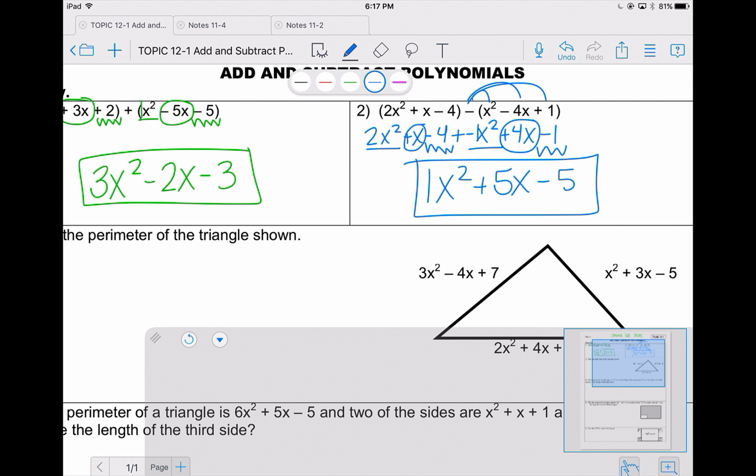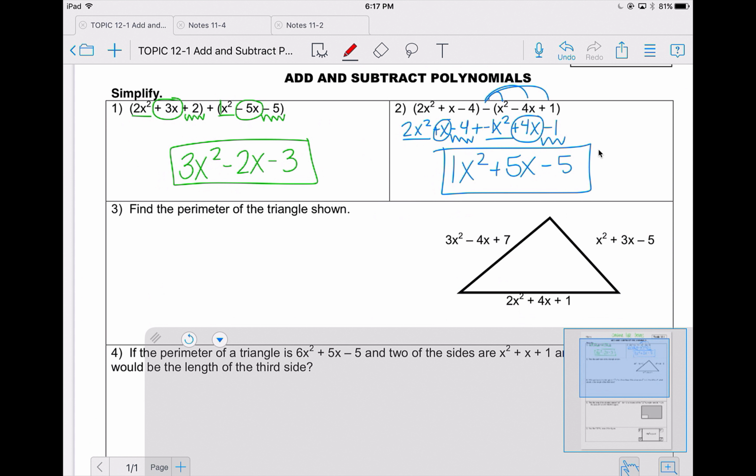So adding and subtracting, we're just combining like terms. If you have a subtraction sign, you need to distribute the subtraction and then combine your like terms. If you have an addition, just combine your like terms.